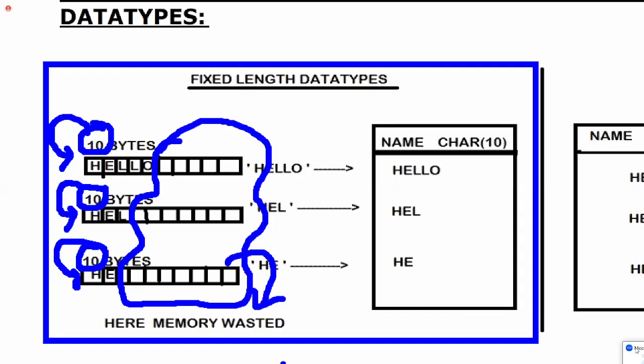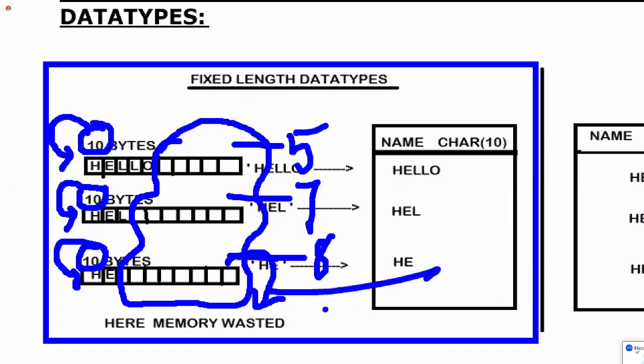So how many bytes are wasted here? Here 5 bytes, here 7 bytes, here 8 bytes. Totally, how many bytes are wasted? 20 bytes of memory wasted. 20 bytes of memory wasted. Understand or not? So this is what happens.